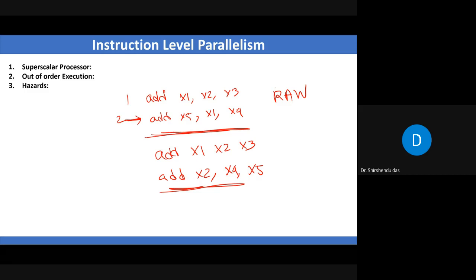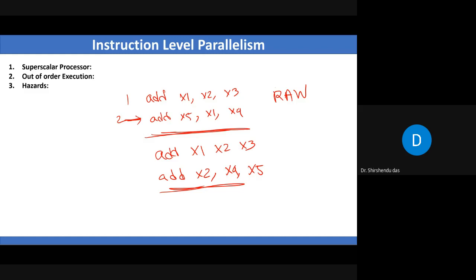If we go with the sequential execution that we know from pre-midsem, there is no problem, right? There is no dependency. The first instruction is X1, X2, X3, and the second instruction is executing X4 and X5 and storing it at X2. So there should not be any issue. But in out of order execution, there may again be an issue.